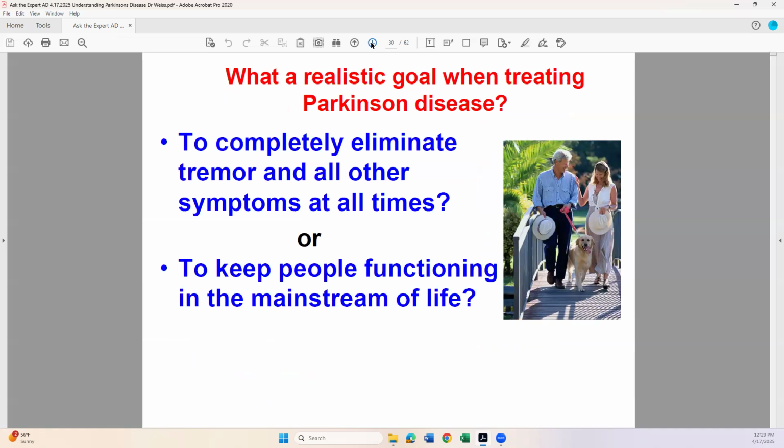And the goal of treatment, I guess you could also make an analogy to diabetes. You can't always make all the symptoms better all the time. The realistic goal is to keep people functioning in the mainstream of life. And we are getting very good at doing that. People with Parkinson's disease can lead pretty active, normal lives for many years after diagnosis if properly treated. Next slide, please.